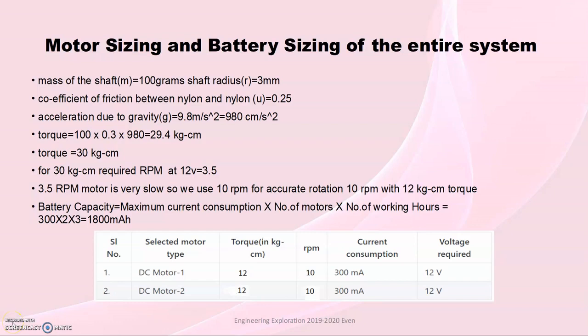Motor sizing and battery sizing. Given the mass, coefficient of friction and force, we can find the RPM of motors and battery capacity. We use 10 RPM motors, that is 10 rotations per minute, which is apt for our requirement, and external voltage of 12 volt is also provided.